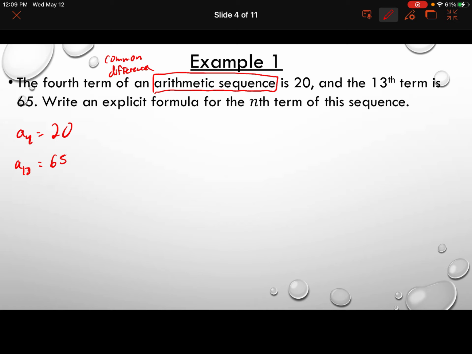So how do we do this? We have to write an explicit formula. Well, we just talked about how the formula has to look something like this: a sub n is equal to dn plus c, a linear equation. So we have to figure out what the d and c terms are. Let's try to figure out the difference first. To do this, we really have to focus on the idea that it is an arithmetic sequence. So we know that 20 goes here, and then the 5th, 6th, 7th, 8th, 9th, 10th, 11th, 12th, and then the 13th term, 65.